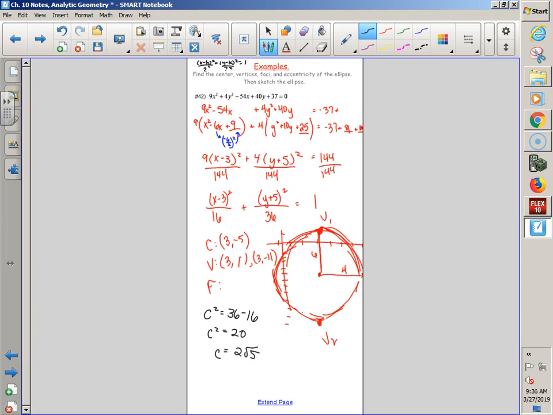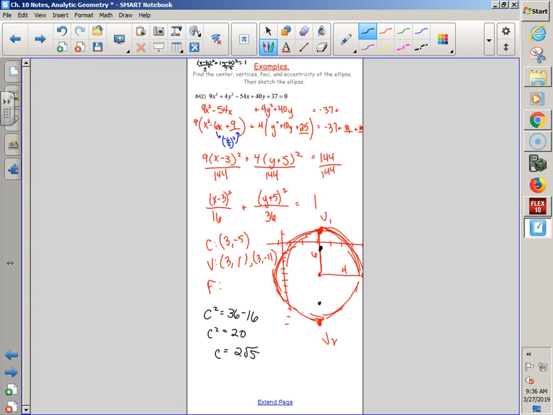Now, 2 root 5 is how far I go from the center along the major axis towards the vertices. So what's root 20-ish? It's more than 4, it's less than 5. It's more than 16 and less than 25. So it's 4 point something, which will get us somewhere around here. And somewhere around here are the foci. It should be a little bit higher.